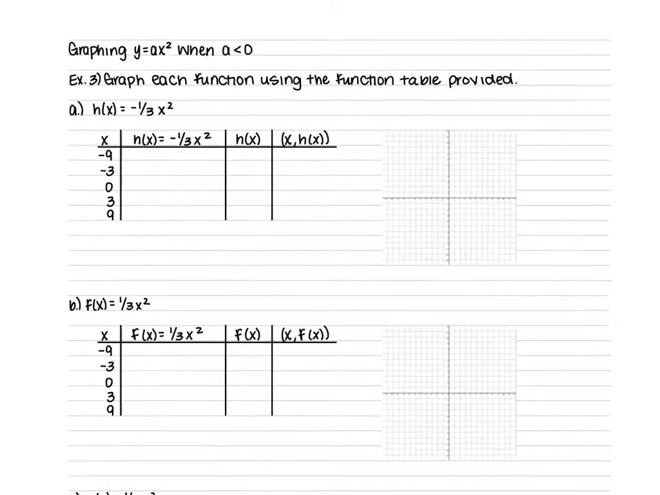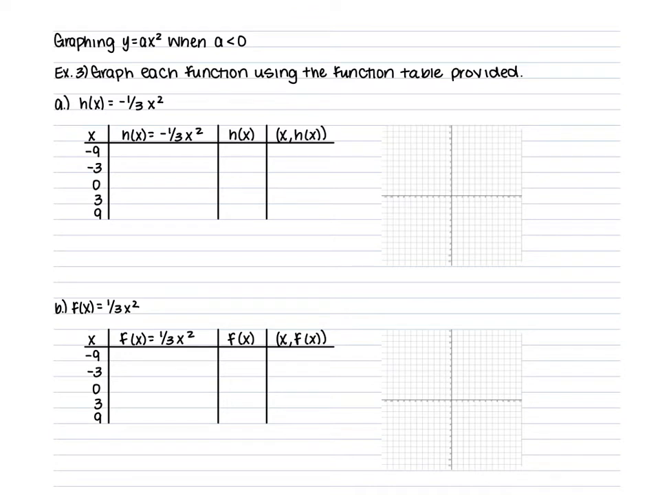For our next example, we have h of x is equal to negative 1/3 x squared. You'll see with the rest of the ones that we're going to be doing in this part, all of these have a fraction that is your a. So the number that's being raised to or multiplied by the x to the power of 2.